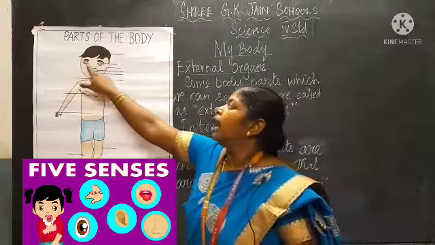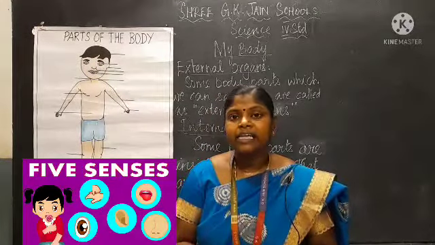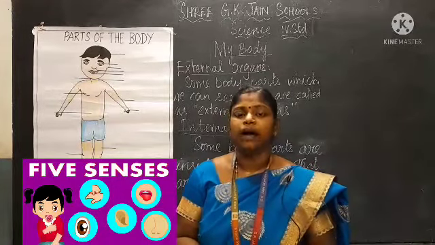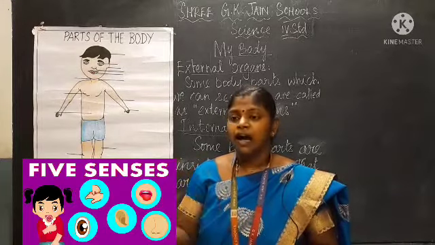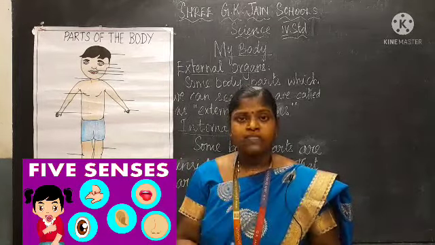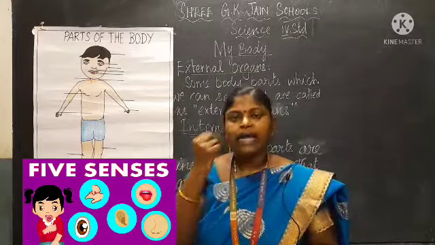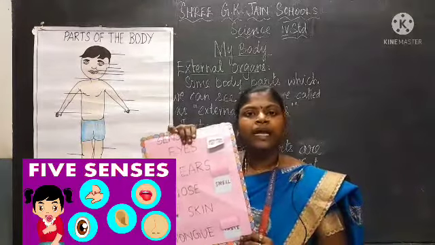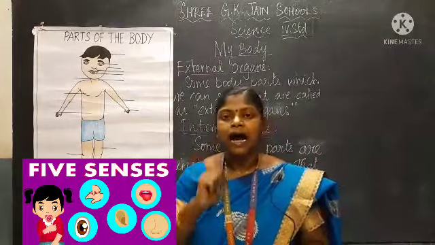First, eyes. What are these? These are eyes. I can see with my eyes. I can see the surroundings with my eyes. Okay children, I can see the colors, shapes, sizes, depth, everything with my eyes. I can see the color of the chart is pink. I can see many colors with my eyes.